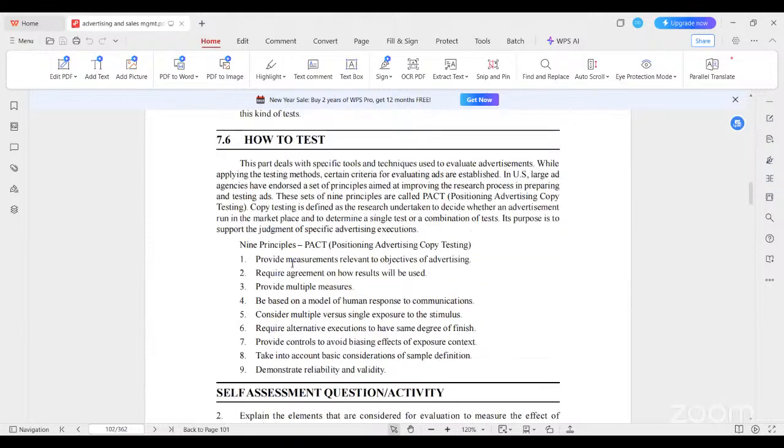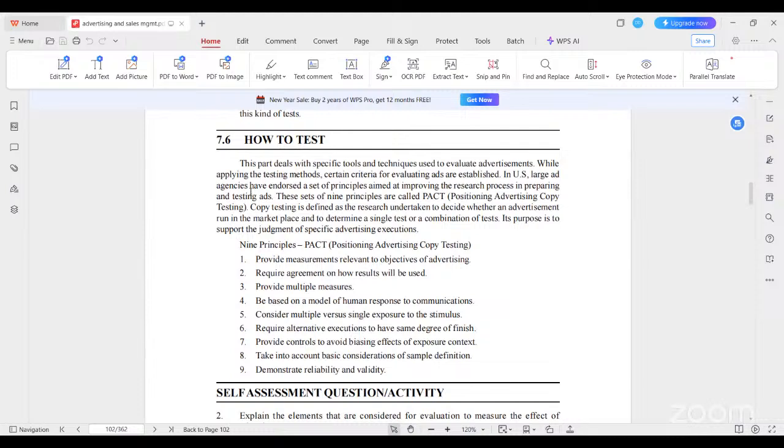And then the next one is how to test. This part covers specific tools and techniques used to evaluate the advertisement. While applying these testing methods, they have to follow some established criteria. And in the US, ad agencies have endorsed some principles which guide the research process in preparing the testing ads. These set of 9 principles are called PACT, which stands for positioning, advertising, copy, testing.